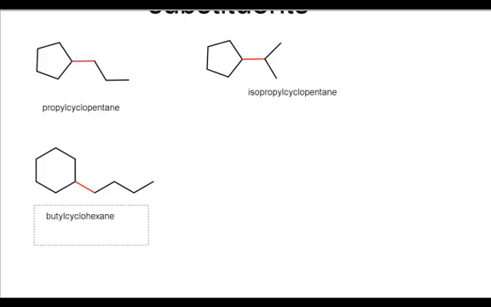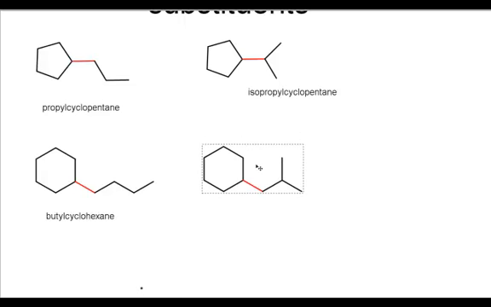And I should point out that in all of these examples, since we only have one substituent on the ring, I don't have to give it a number, because if there's only one, you assume that it's number 1, and that is implicit. You don't have to specifically say number 1. Well, how about this example right here?